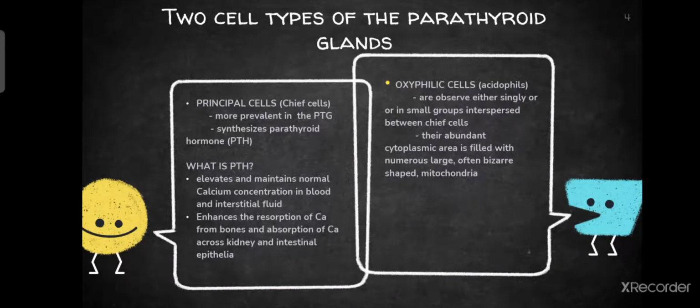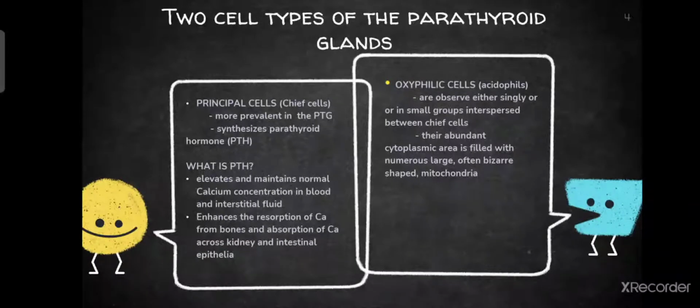What is PTH or parathyroid hormone? It elevates and maintains normal calcium concentration in blood and interstitial fluid. It also enhances the resorption. Resorption is the act or process of resorbing of calcium from bones and absorption of calcium across kidney and intestinal epithelia. And the second one is the oxyphilic cells.